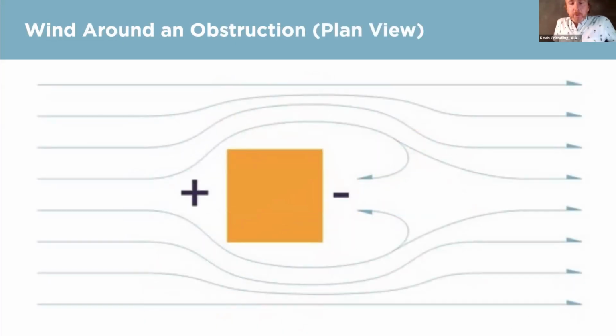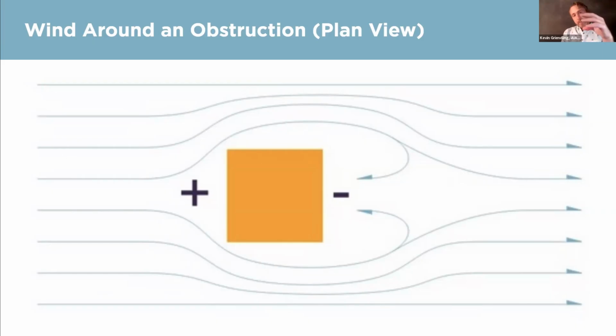Let's talk about wind around an obstruction. So this is in plan view. If we have a building that's a square profile, it's going to look a little bit like this. Part of this that we are concerned about in PA is shown, and then some of it that we're concerned about in PPD is shown.